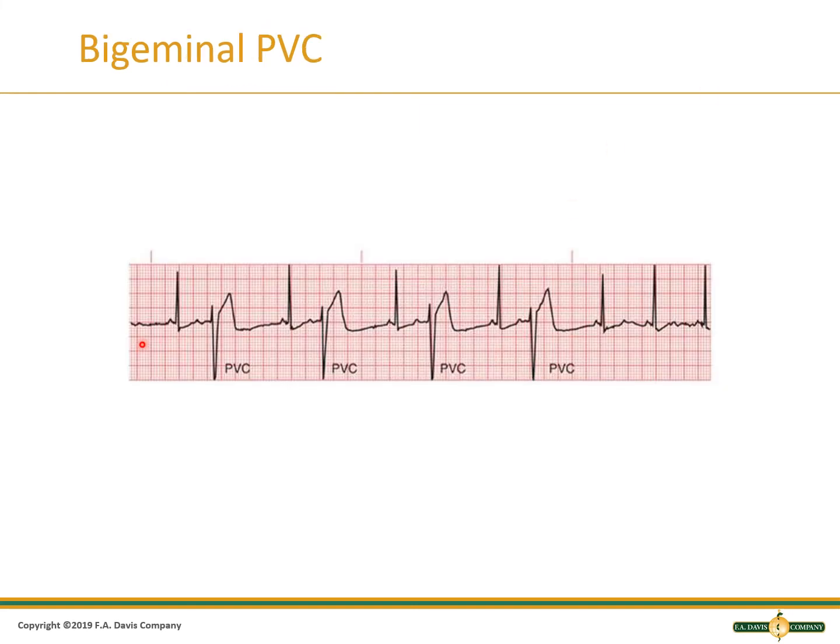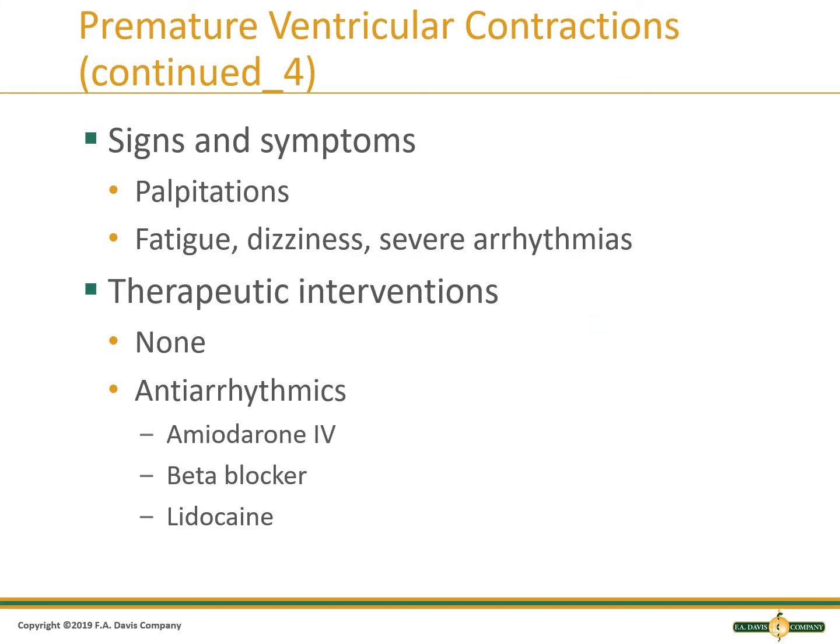You can see here that the PVC is occurring every other beat. A normal beat and then a PVC. A normal beat and then a PVC. So when it occurs every other beat, it's a bigeminal PVC. Patients may describe a skipped beat or palpitations with PVCs. If the PVCs are frequent, cardiac output can be decreased, which may lead to fatigue, dizziness, or more severe arrhythmias.